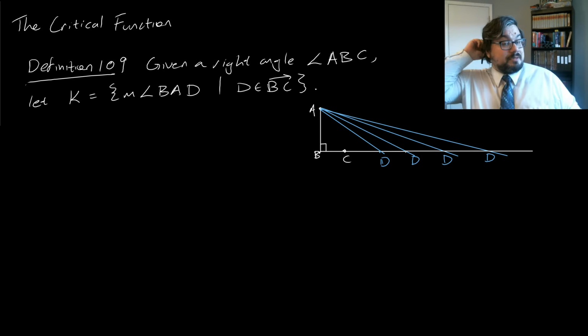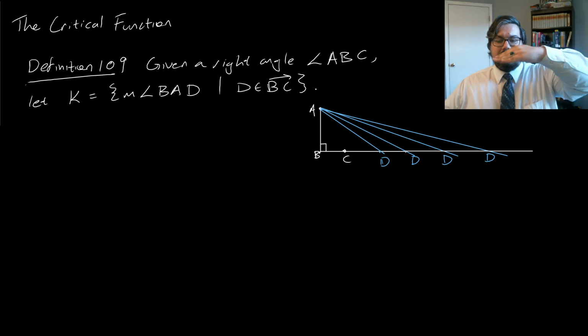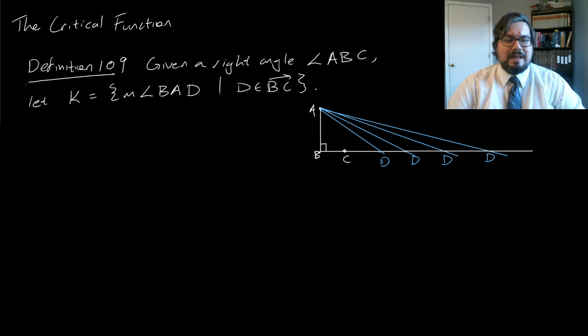As we look at all of these angle measurements, our rays are getting flatter and flatter and flatter. If we look at all of those, then we get this set K that tells us all of the angles which give us a ray that makes this happen.